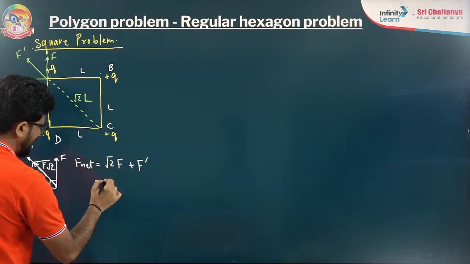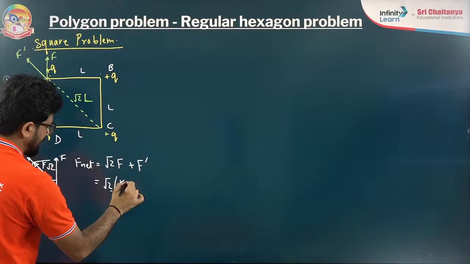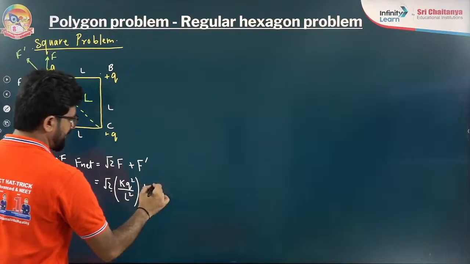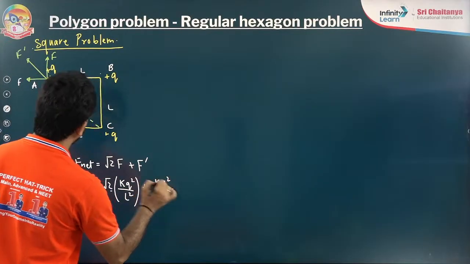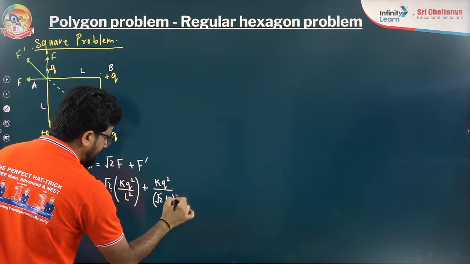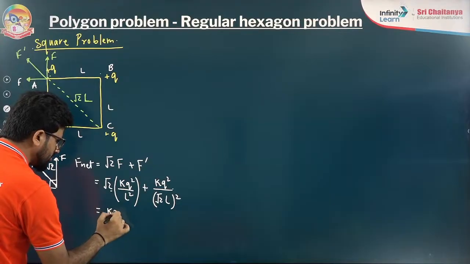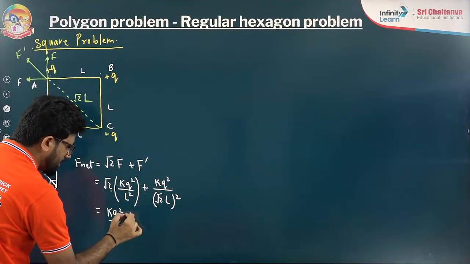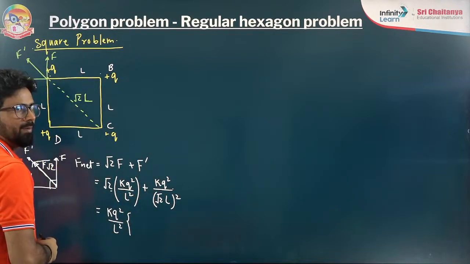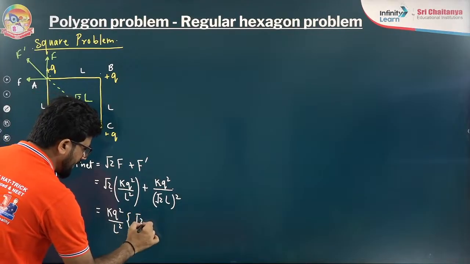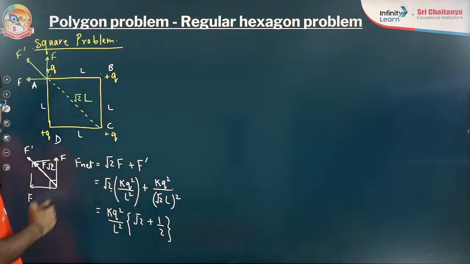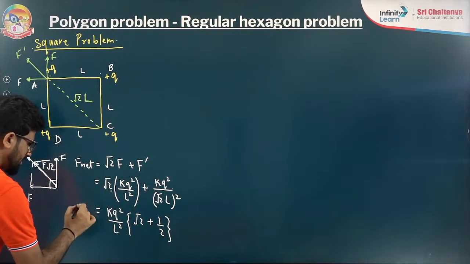So what is that value, beta? Root 2 times F, where F is nothing else but K Q square divided by L square, plus F prime. F prime is K Q square divided by, from here to here the distance is root 2L, so root 2L whole square. So what does that value become? K Q square by L square can be taken common. Now what does this become, beta? Root 2 plus, what does this become? 1 by 2. That is equal to F net.